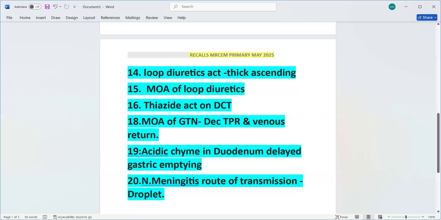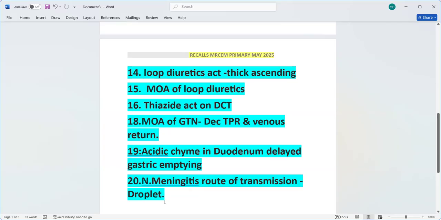Another MCQ, number 19, is related to acidic chyme in the duodenum delaying gastric emptying. They asked what will delay gastric emptying, and there were other options as well. The correct answer is acidic chyme in the first part of the duodenum. When acidic chyme passes from the stomach to the first part of the duodenum, it delays gastric emptying. This was quite a tricky MCQ, so you have to study the chapter quite deeply.